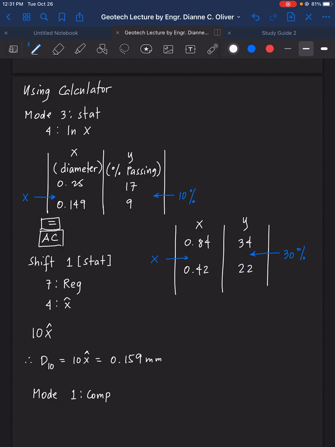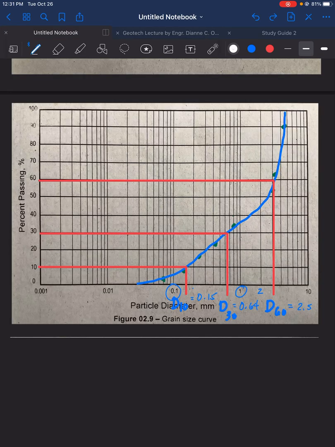And then AC. And then we have shift 1 stat, then 7 reg, then 4 bar x. Then input 30 x bar. Therefore, D30 is equal to 30 x bar here. Then we have 0.667 mm. In our graph, our D30 is 0.64.